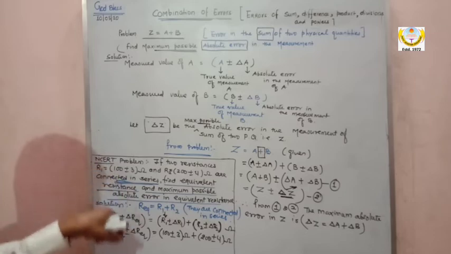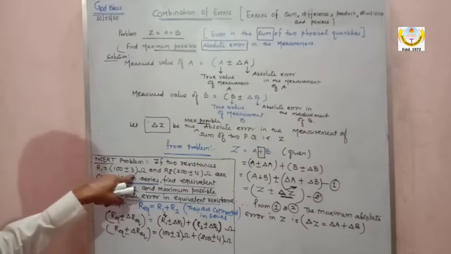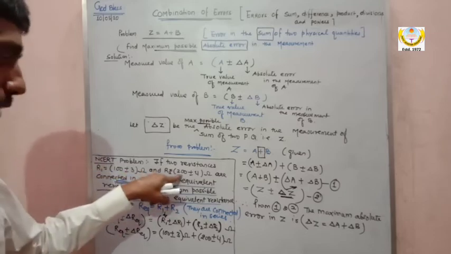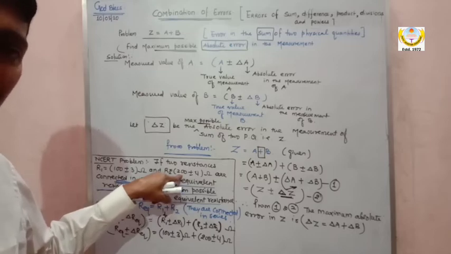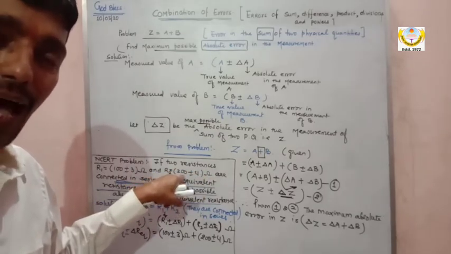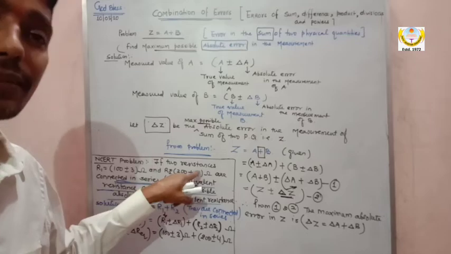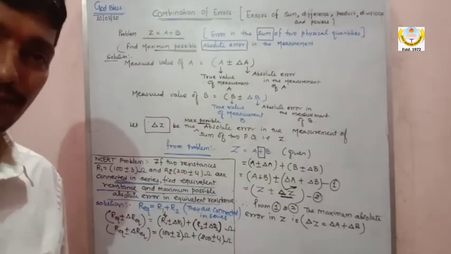So what is the true value of R1 given? 100. What is the absolute error in R1 given? 3. What is the true value of R2 given? 200. What is the absolute error in the measurement of R2? 4. You can see.